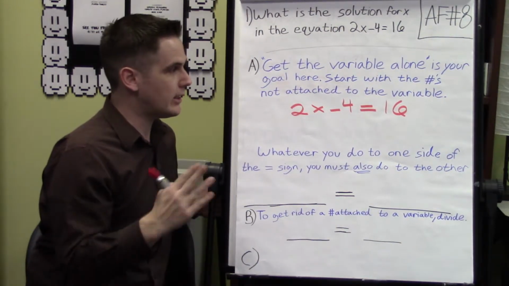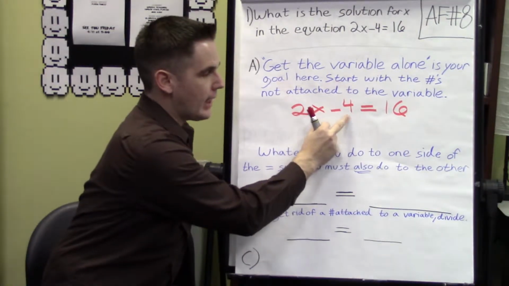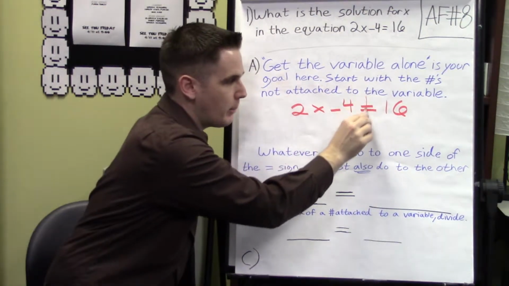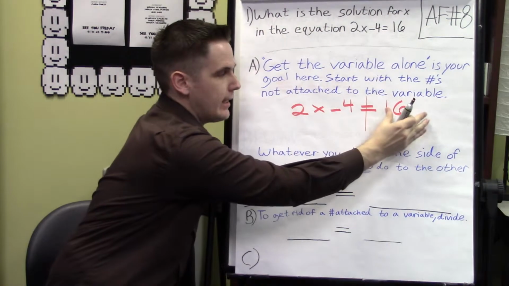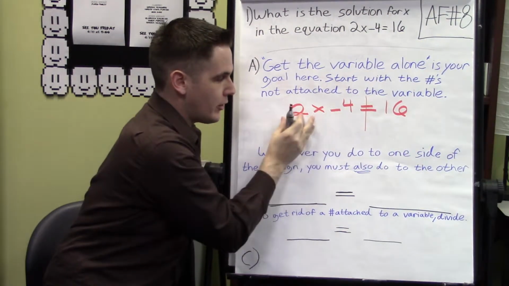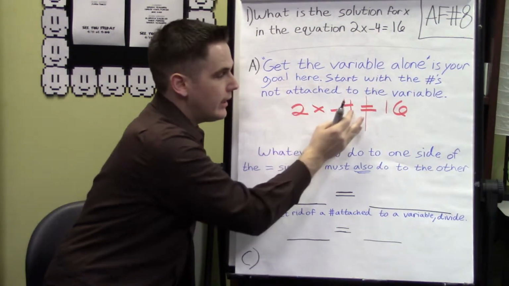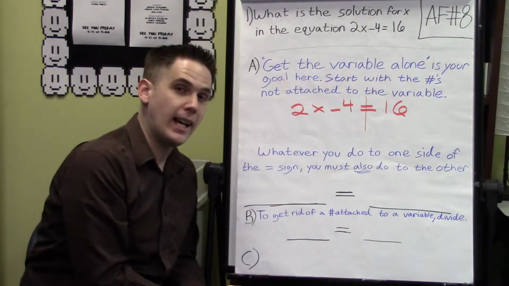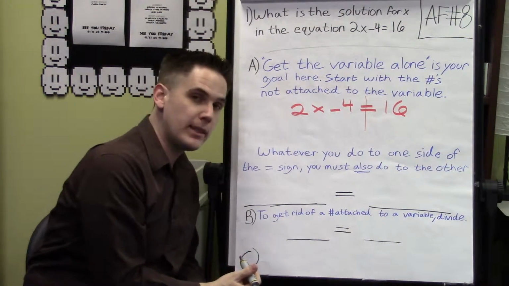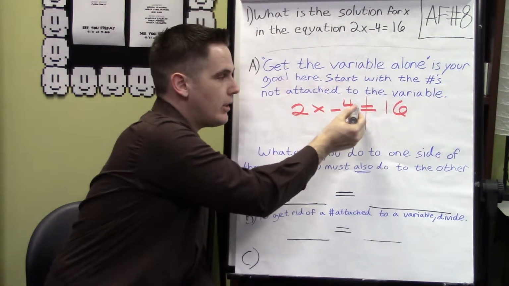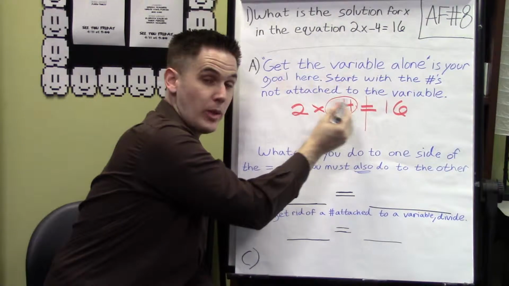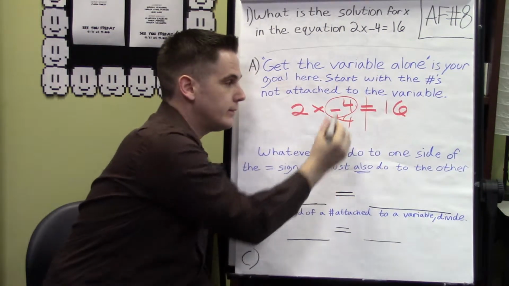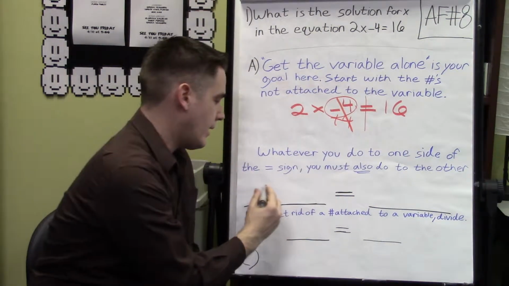Start with the numbers that are not attached to the variable on the same side as the variable. So on the same side of the equal sign. You almost want to think of it as a border between one side of the equal sign and the other. The number that's attached to the x is the 2, the unattached number is the negative 4. So we're going to move that over to the other side. How you do that is by doing the opposite of what you see happening here. Right here you see a negative 4 or a subtract 4. The opposite, as we learned earlier, is plus 4.